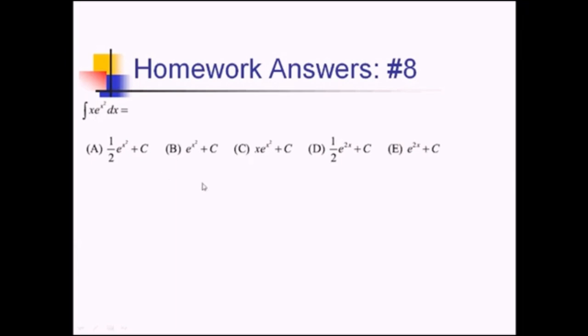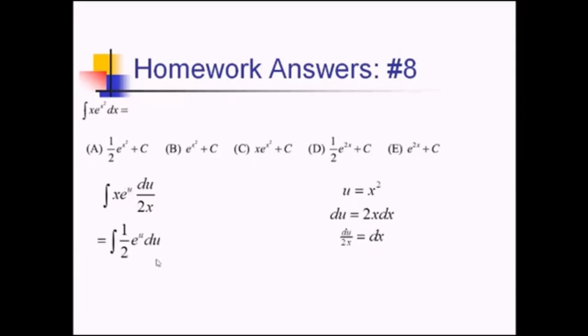So I'm going to let u equal x squared on this. So then du is 2x dx. And dividing by that, I've got du over 2x equals dx. Substituting back in, I can write this as x times e to the u times du over 2x. I can cancel the x's here, so that's just going to be 1/2 times e to the u.